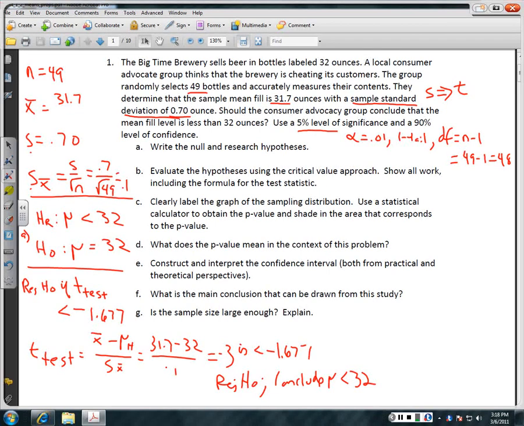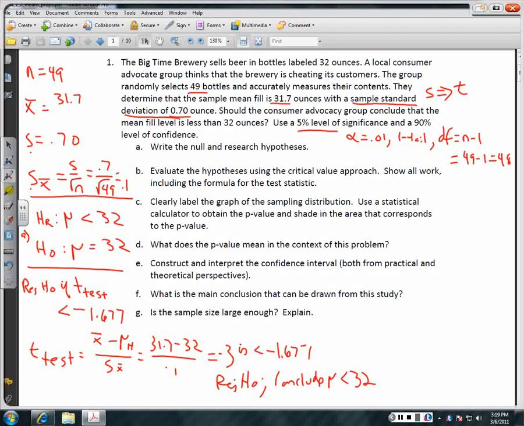So for mu 0, that's from our hypothesis there, that's 32. For x bar, that's 31.7. I assume you're entering the numbers along with me here on your calculator. The standard deviation, remember this is the standard deviation, not the standard error, so it's the 0.7. And the sample size was 49. And then this last thing there, or the mu, last line before the calculate, all that needs to have the same sign as your research hypothesis. So make sure that says less than.